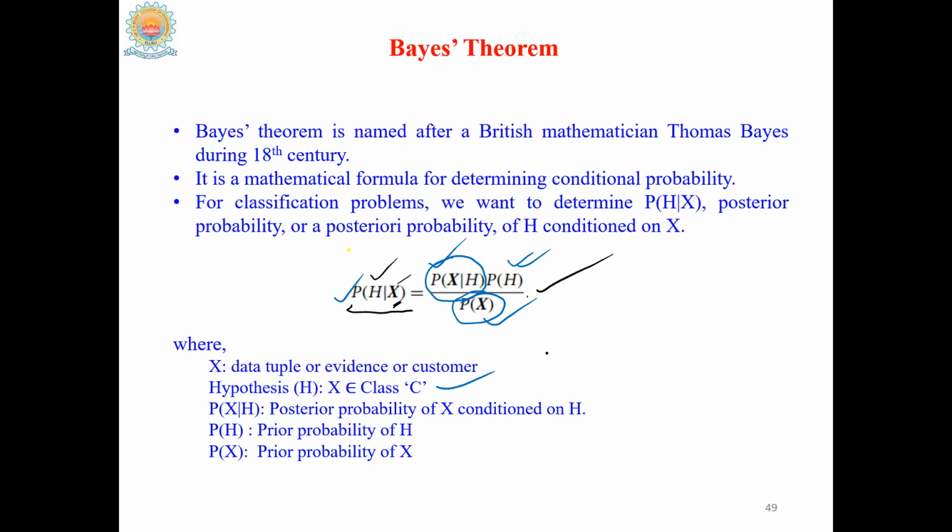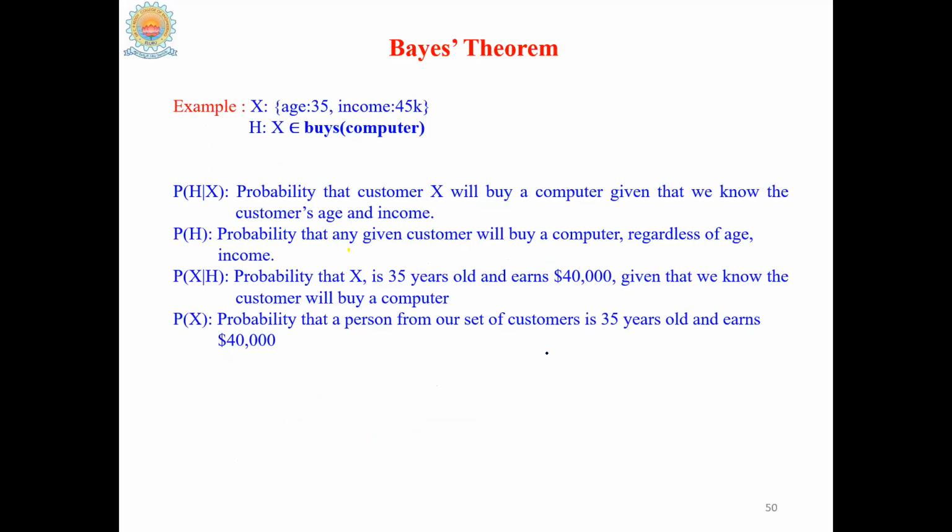So this is Bayes theorem. Let's take an example. If the given observation is that the customer's age is 35 and income is 45,000, and the hypothesis is that the customer buys the computer, then what does the posterior probability of H given X mean? It means the probability of buying a computer given that the age of the customer is 35 and the income of the customer is 45,000.